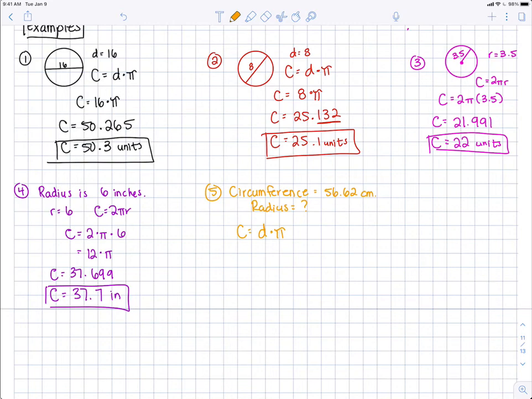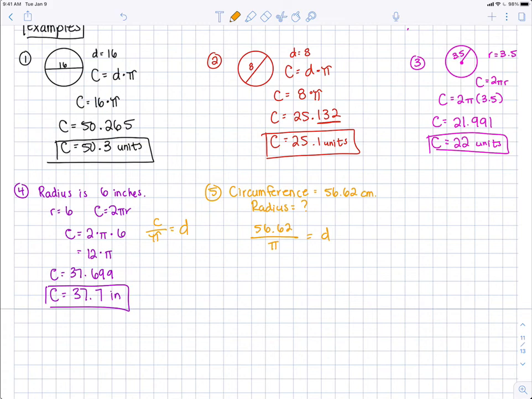So if I divide both sides by pi, right, these pi's are going to cancel out. So, oh, hey, look. If I divide my circumference by pi, I should get my diameter. So that's what we're going to use to help us solve this problem. So I'm just going to clean this up a little bit and then keep this over here for reference. So what I'm going to do is I'm going to take my circumference, which is 56.62, and I'm going to divide it by pi, and that should give me my diameter.